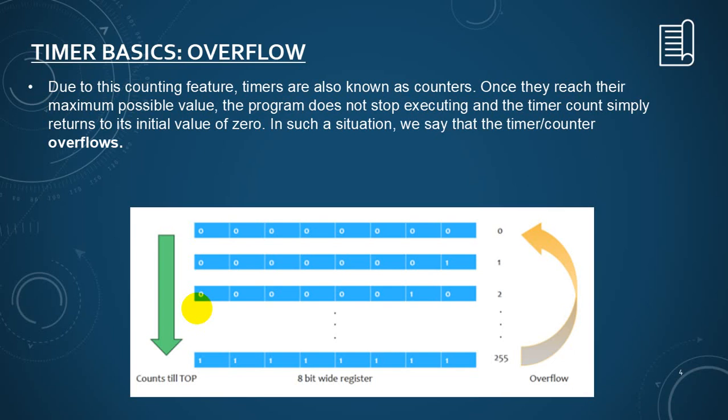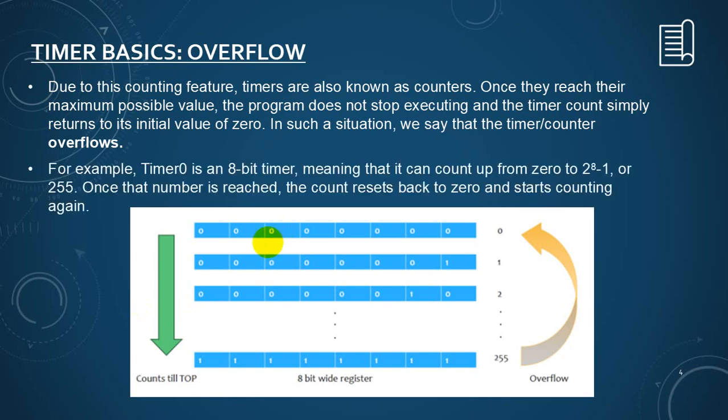And which counter to select to get the delay, because different counters give you different time delays. So let's go through all the basics and it will clarify your concept. For example, timer 0 is an 8-bit timer, meaning that it can count up from 0 to 2^8 minus 1, or 255. Once that number is reached, the count resets back to 0 and starts counting again.